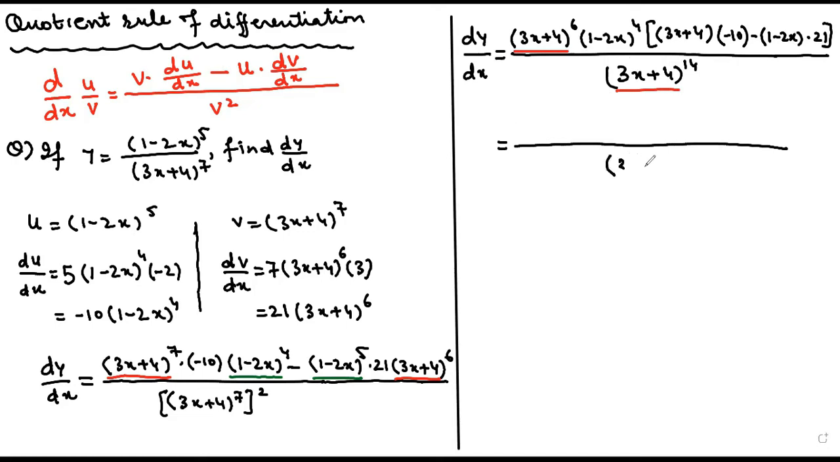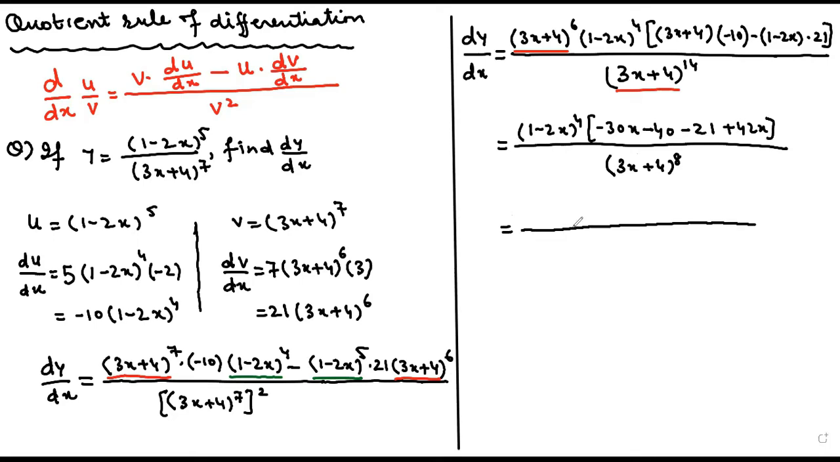In the denominator, there is (3x + 4) power 8. (1 − 2x) power 4 minus 30x minus 40 minus 21 plus 42x. So (1 − 2x) power 4, 12x minus 61 over (3x + 4) power 8 is the final answer.